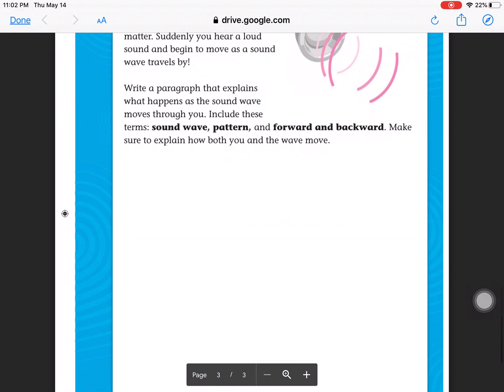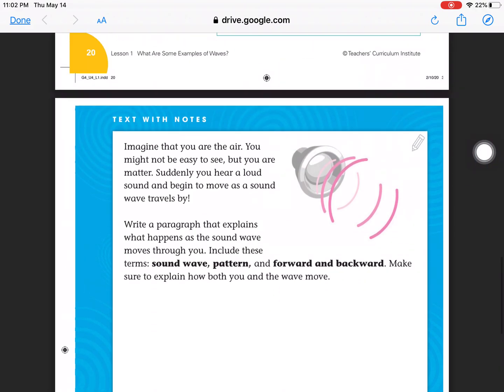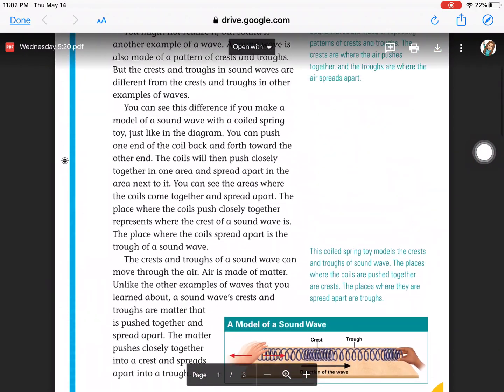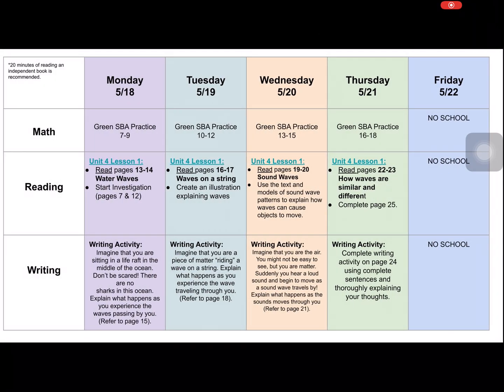Make sure that when you write your paragraph, you use the words such as sound wave, pattern, and forward and backward. If you can find other domain-specific words that you could include, please do so. Also remember that you are going to use the text and models of sound wave patterns to explain how waves can cause objects to move. So how do the waves cause the objects to move? Let your teacher know if you have any questions.